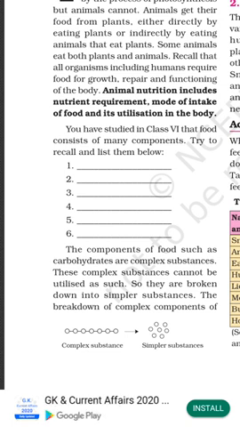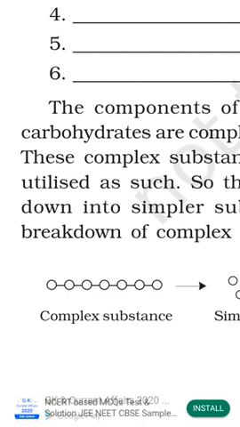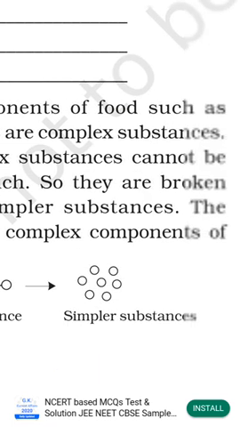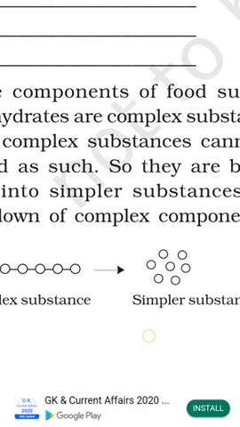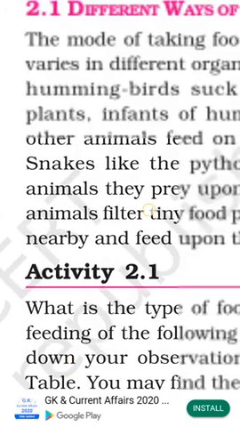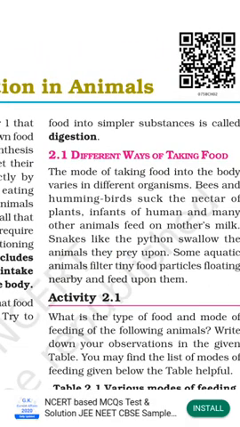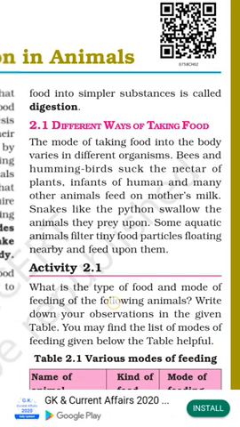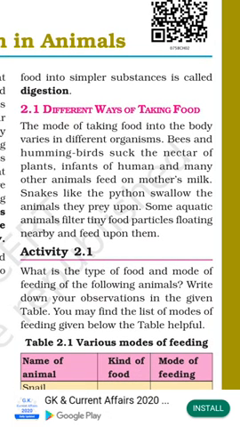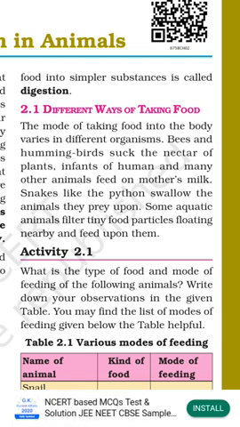Here you can see this carbohydrate, a complex substance, broken into simpler ones. See this complex, very lengthy chain has been cut down into short form. This kind of process, in which complex substances are broken down into simpler compounds, is known as digestion. Once digestion has taken place, the digested nutrients are absorbed by our body through our blood.